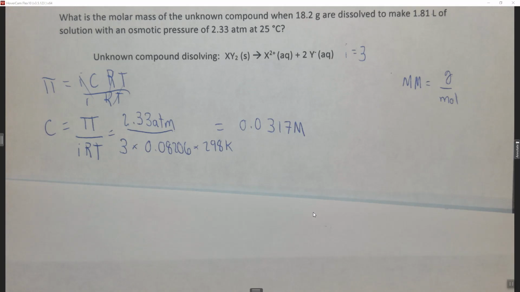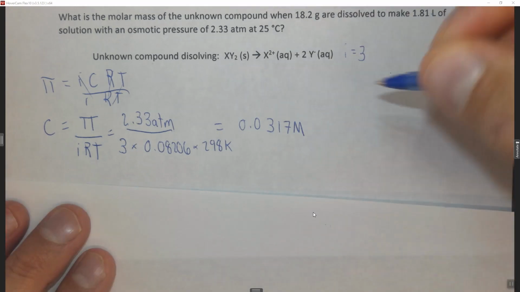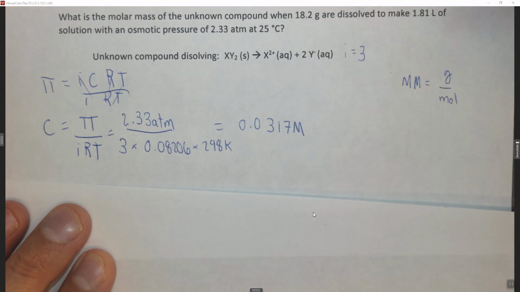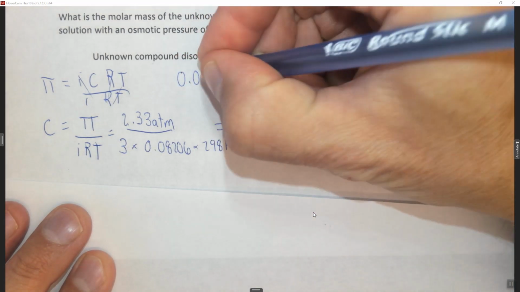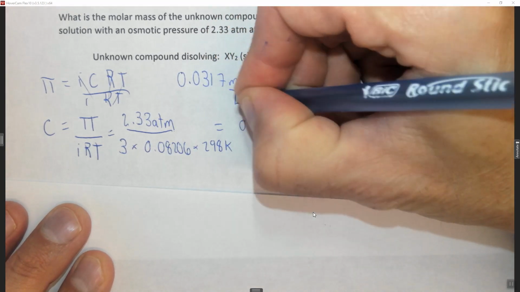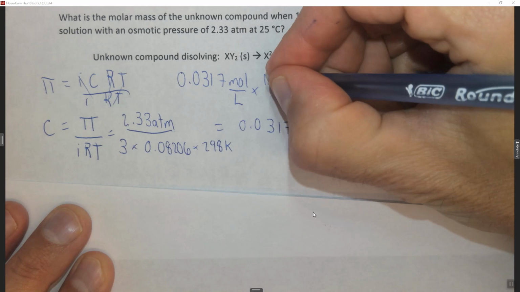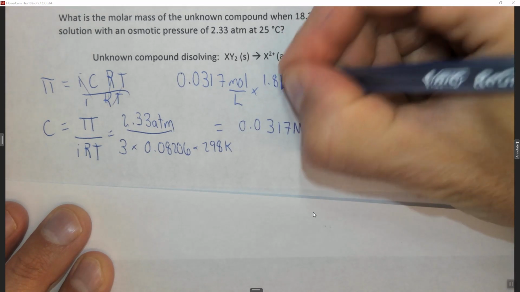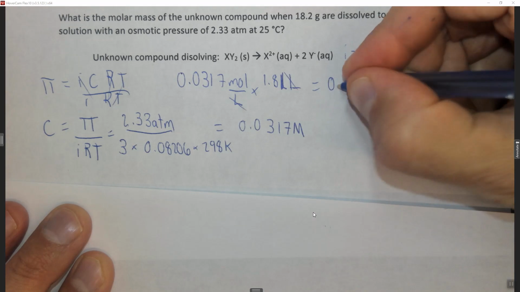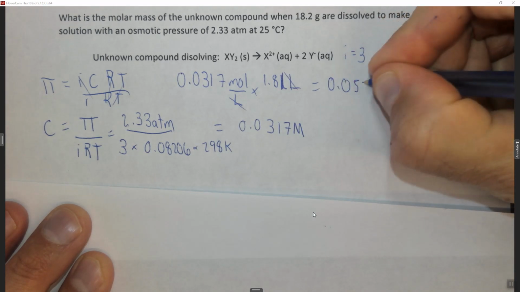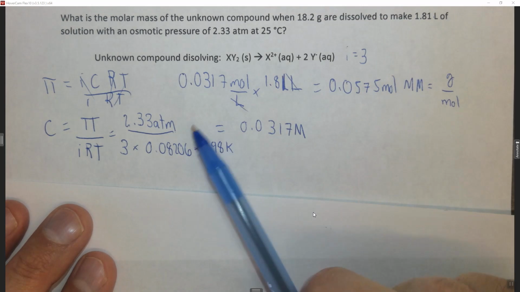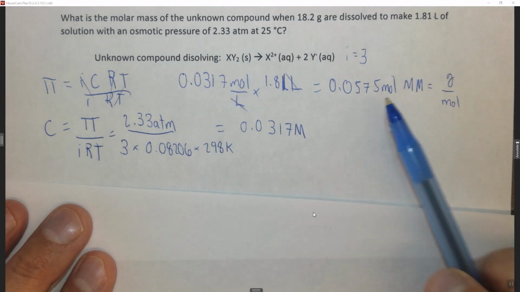Now I need to find how many moles. Well, if it's 0.0317 moles per liter, and I multiply it by 1.8 liters, the liters cancel, and I find that there's 0.0575 moles of this unknown compound in it. So I take the molarity, I multiply by the liters, I find the moles.